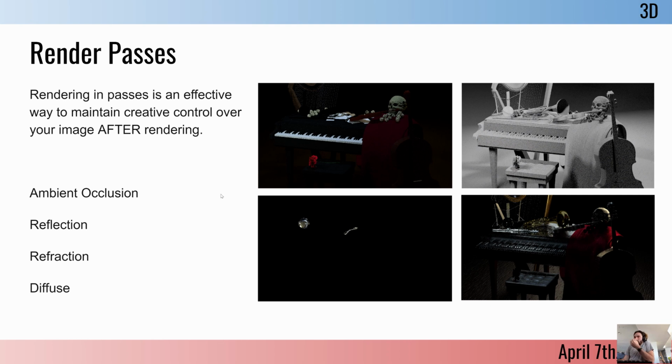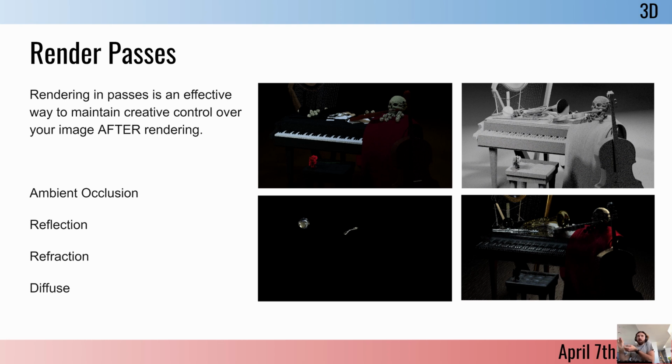Render passes. I believe Calyptus's class just finished this or is working on it right now. Basically, for this example here, we have ambient occlusion, reflections, refraction, and then our diffuse map. If you're used to making textures by hand, you'll know all these maps that you might put into your texture.